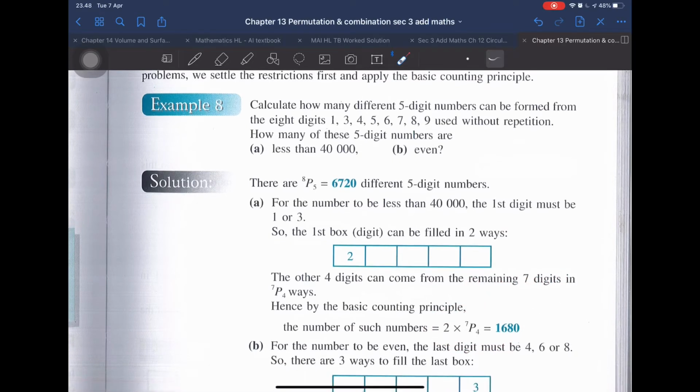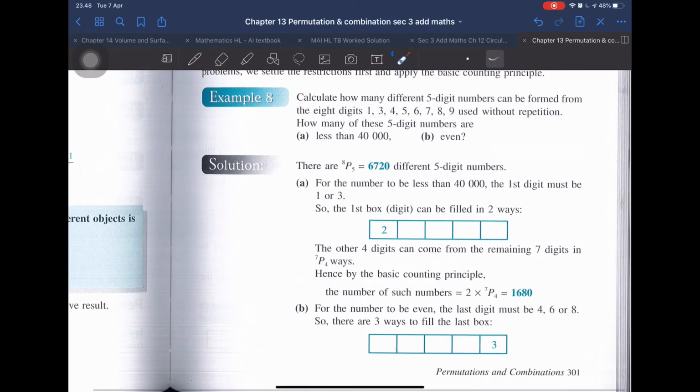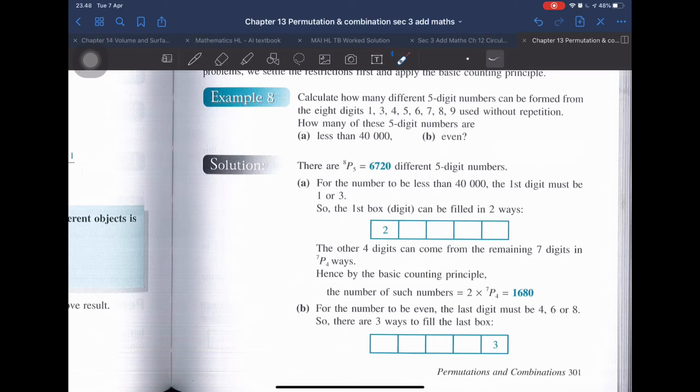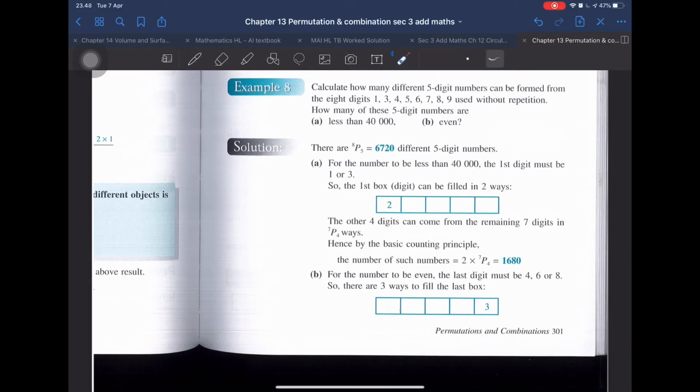Now, the requirement is even number. So how do we classify a number if it's even or not? Remember, for even numbers, we only care about the last digit. So the possibilities for the last digit are only even numbers, which are 4, 6, and 8. That's why there are 3 possibilities. Now, what number we can put here is the same thing. Any number can be put.